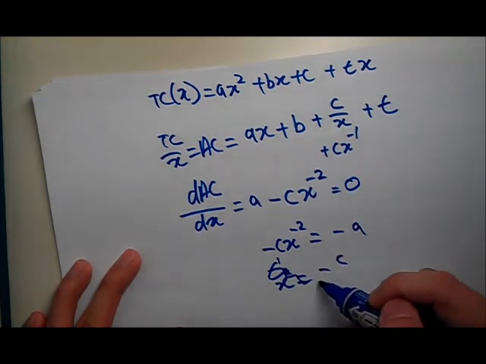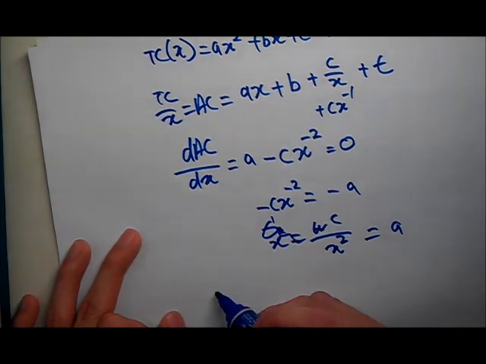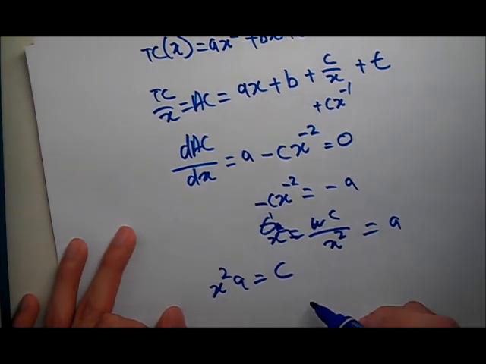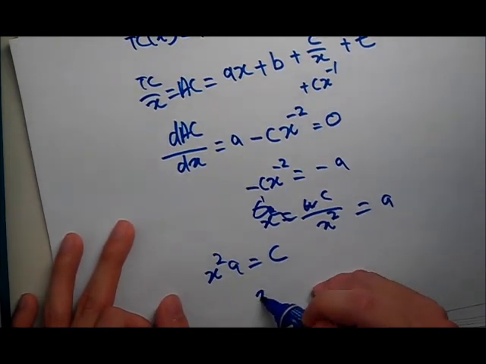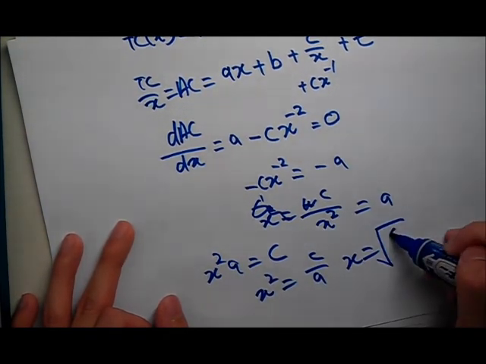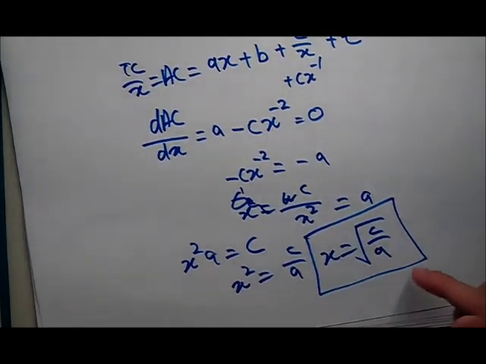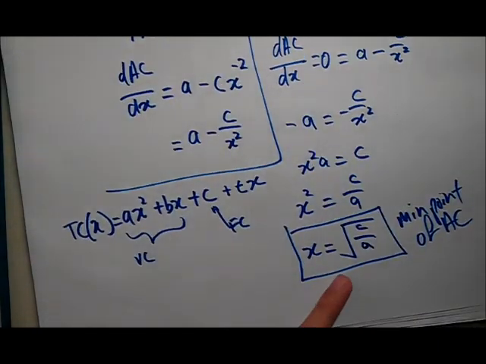Just give me a minute. Equals a. You bring this to the other side, there will be x squared a equals c, then x squared equals c over a, and x equals the square root of c over a. Looking at this part, this is exactly the same as this.